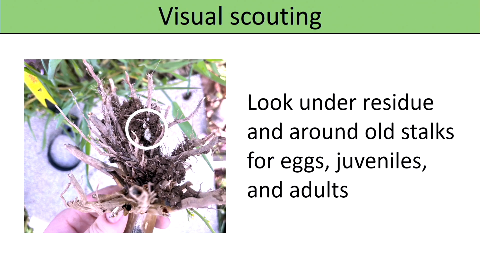So if you want to visually scout them, you have to look under residue. They really like corn stalk and corn tiller roots because there's lots of cracks and crevices in the soil around them. Here you can see they actually laid an egg mass right there in between the roots of the old corn stubble. So that's a good place to look. You want to look for the eggs, the juveniles and the adults if you're going to be visually looking to see if you have slugs in your field.